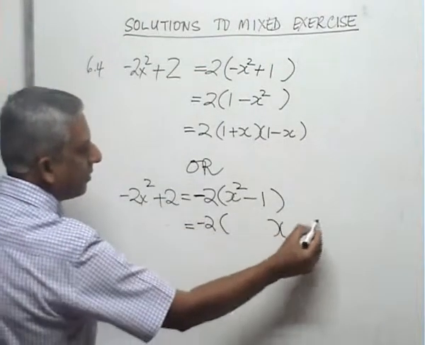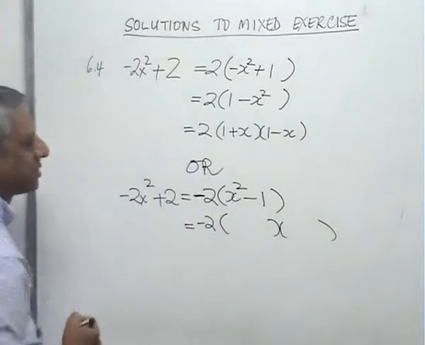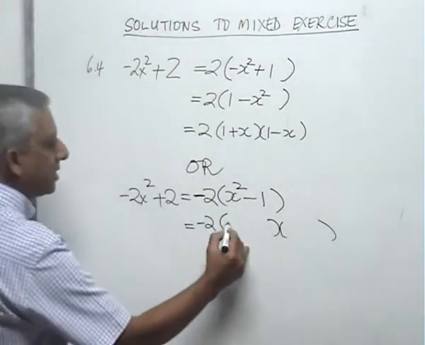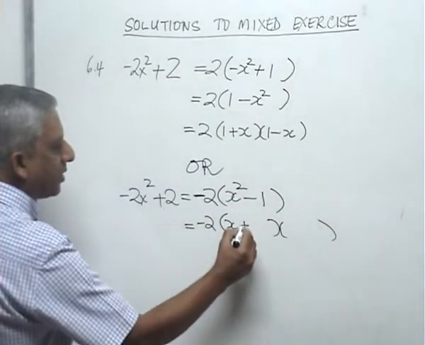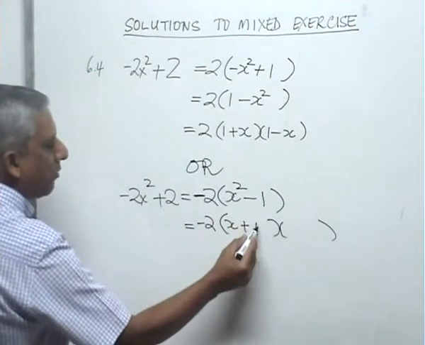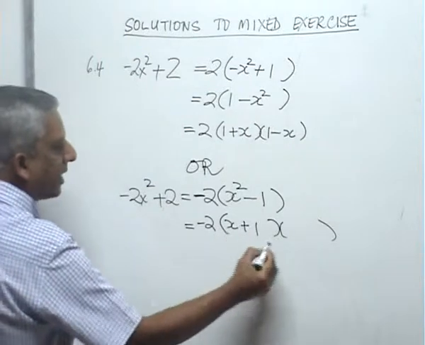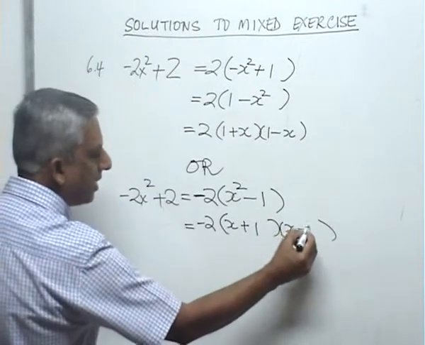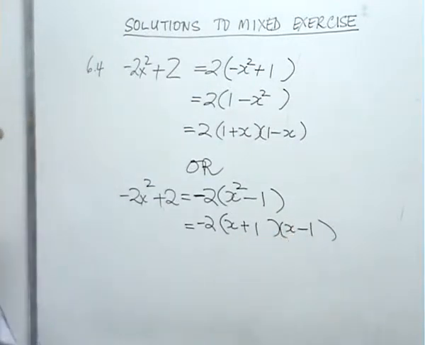And now once again, inside the bracket, you have a difference of 2 squares. So this is x plus 1. Square root of x squared, x. Square root of 1 is 1. One bracket will be plus, and the other bracket will be minus. So that's the answer for 6.4.